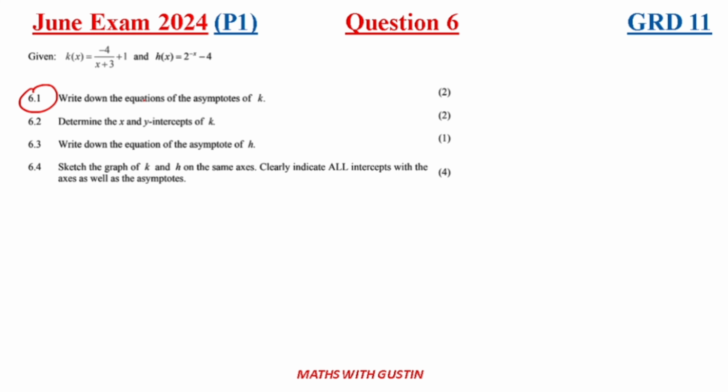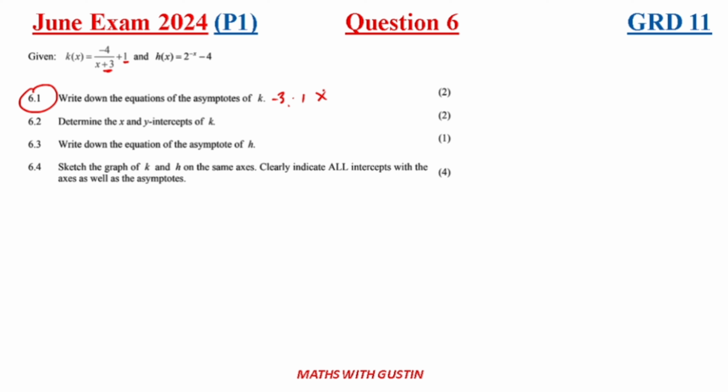6.1 says write down the equation of the asymptote of k. The equation of asymptote of k, we know that is going to be this number and this one, so we need to write them. If they say equation, guys, if you just come here and say 3 and minus 3 and 1, it is completely wrong, guys. They want you to write the equation.